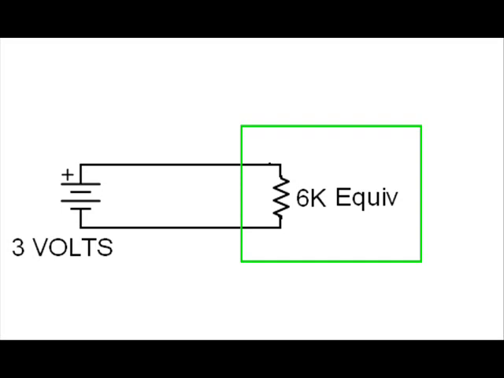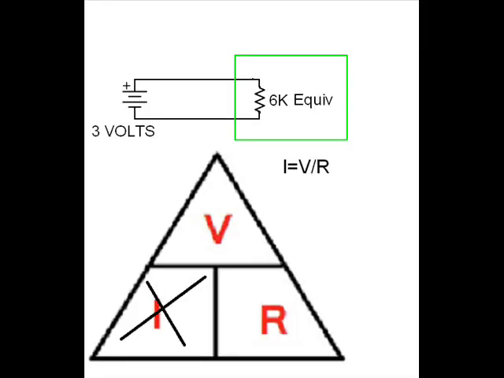And once we know that, we can calculate the total current. Using our triangle, we see that I, which is current, equals V, which is voltage, divided by resistance, R. So V, we know, is 3 volts, and R is 6,000 ohms. So I'll divide 3 by 6,000, and that makes I, the current, come out to 0.0005 amps, which is 0.5 milliamps.